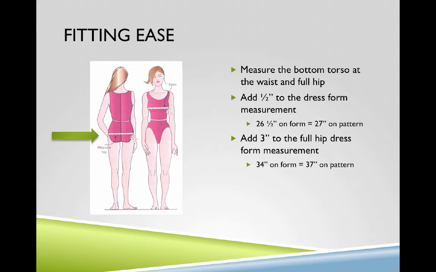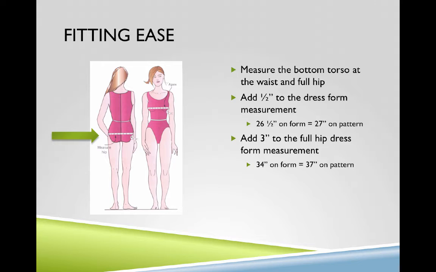So if we were to measure the pattern and we were to compare it to the form, there should be a 1/2 inch difference. So for example, if I were to measure a dress form and the waist measured 26.5 inches, then the pattern should be 1/2 inch larger, or 27 inches.